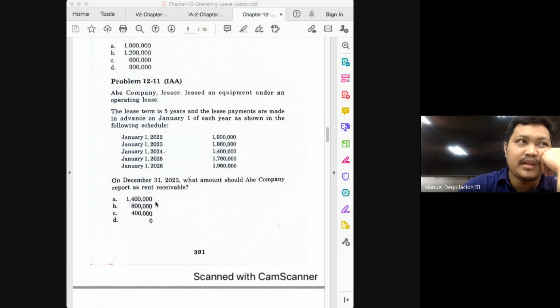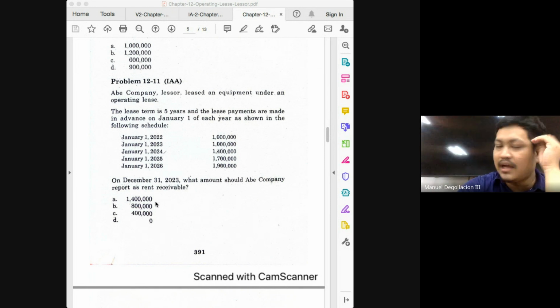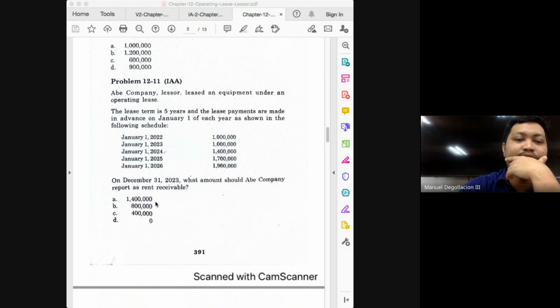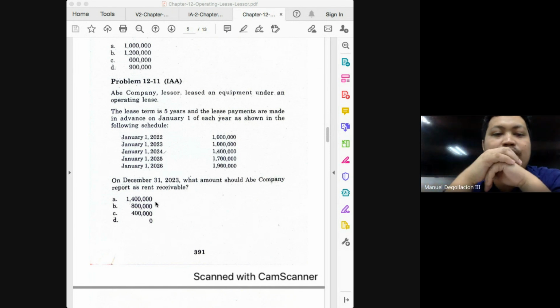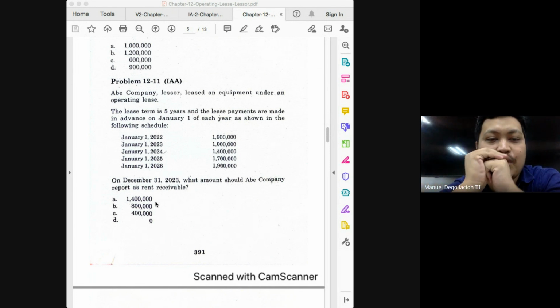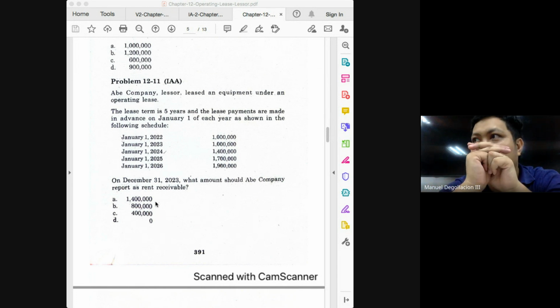So first thing we need is our rental income each year. And how do we do that? Compute for the total amount that you would get out of the contract. Year 1, 1 million, year 2, 1 million, so 2 million, 3,400,000, 4 million, 5,100,000, and then is it 7 million, class? So from the contract, you would get a total of 7 million. Spread out over 5 years, annual rental income would be 1,400,000.